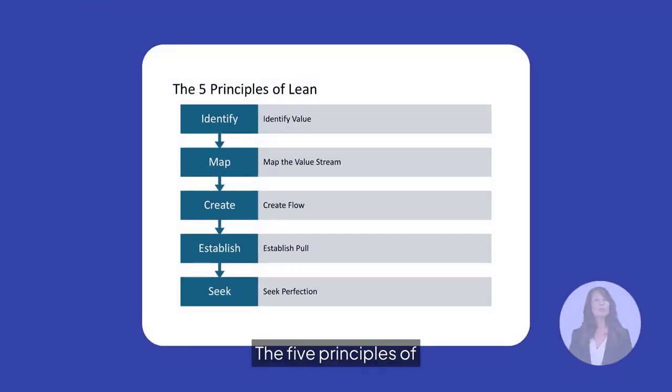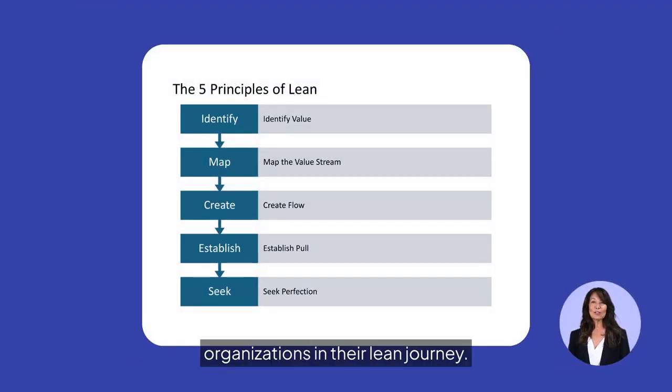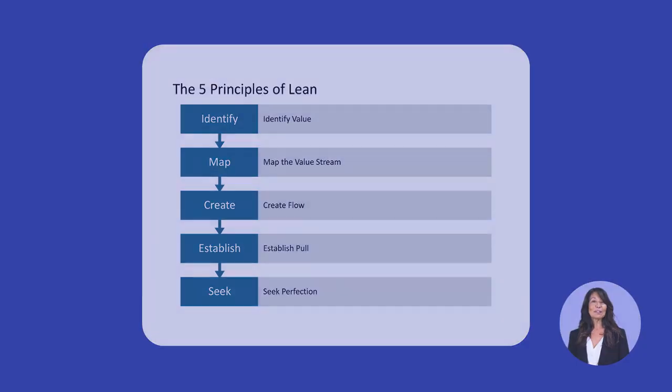The 5 principles of lean guide organizations in their lean journey. First, identify value from the customer's perspective. Next, map the value stream to understand the flow. Create flow by eliminating waste, establish pull to ensure demand-driven production, and seek perfection through continuous improvement.